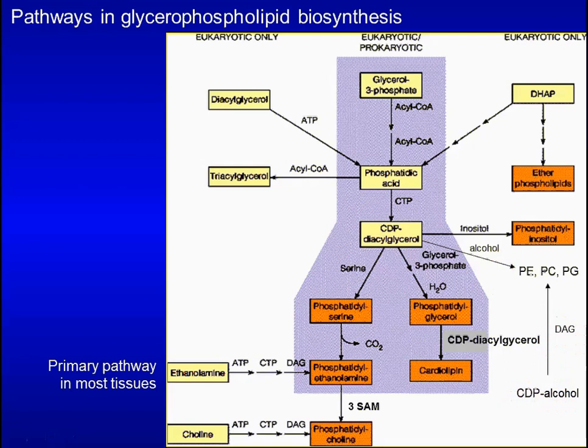For example, in most tissues, the primary pathways for synthesis of PE and PC involve phosphorylation of ethanolamine or choline, followed by conversion to the activated form CDP-ethanolamine or CDP-choline. Finally, phosphoryl ethanolamine or phosphoryl choline is transferred from the nucleotide to diacylglycerol.